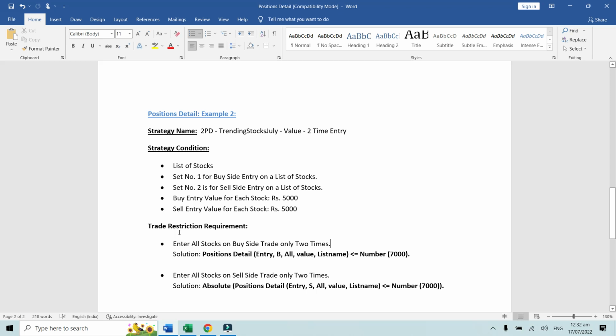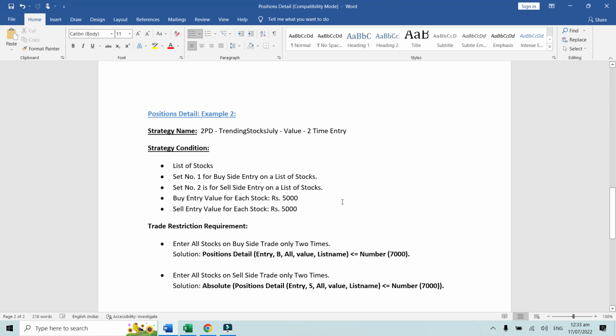All right, and the formula that we will be using for entering into the buy side is basically positions detail entry buy all value with the list name is less than equal to number 7,000. And for the sell side it will be absolute, because the reason why we use the absolute keyword on the sell side is because the positions detail entry sell all value list name will essentially be negative, right? When we are selling the stock, it's basically minus. So in order to nullify that minus condition, we are using the keyword absolute, which will nullify that minus, and we can use the same number, like less than equal to number 7,000 on the sell side as well.